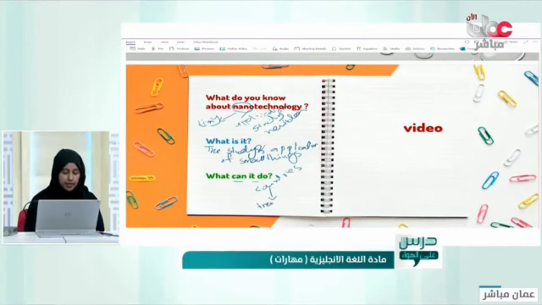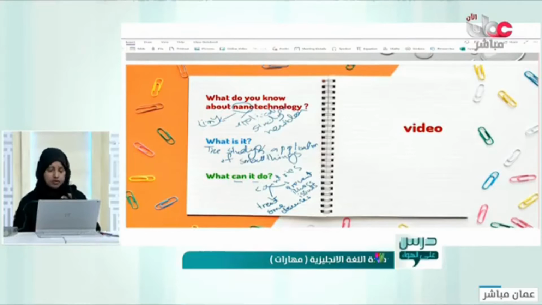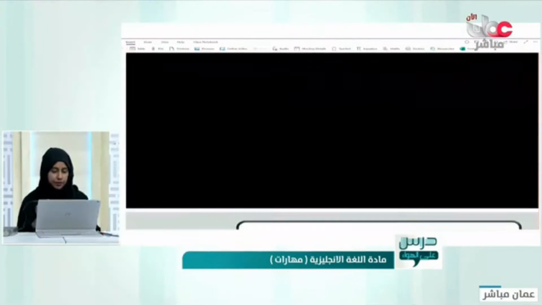To treat some diseases here, okay? And also to prevent illness issues, okay? So some of them use it at hospitals now. So this is the short information about nanotechnology.